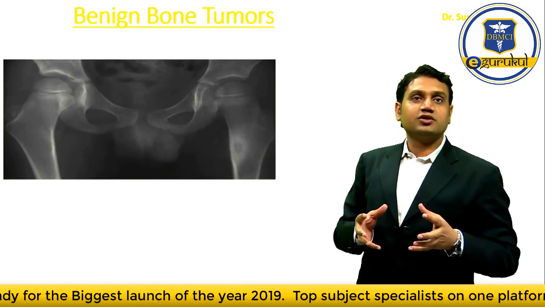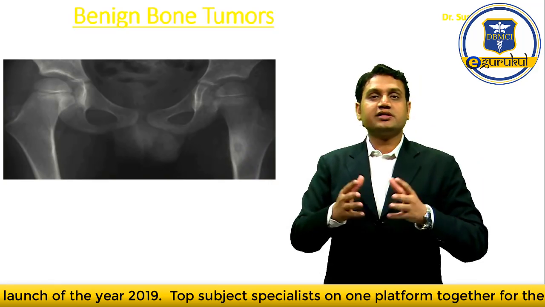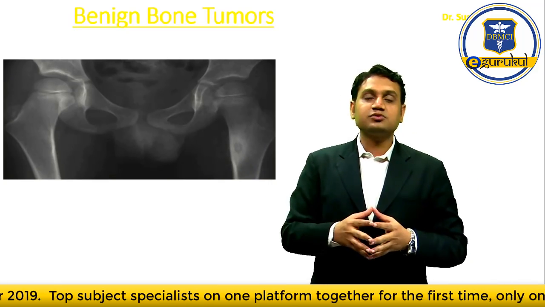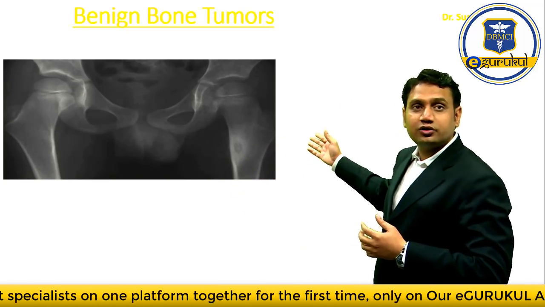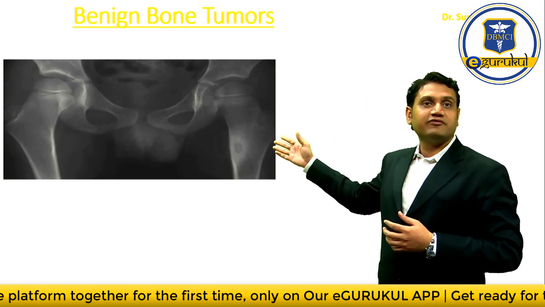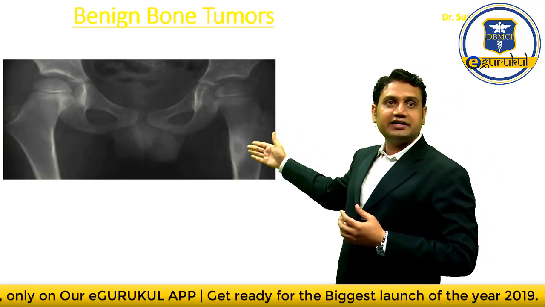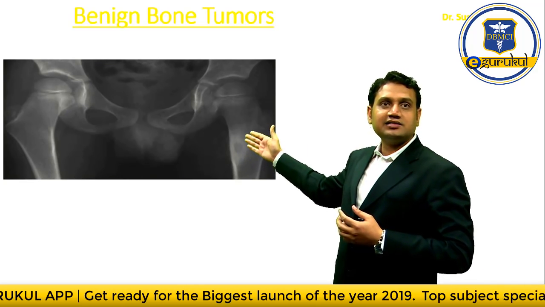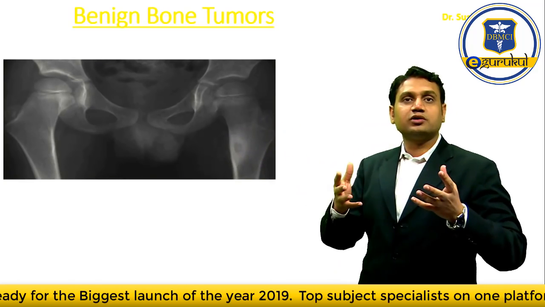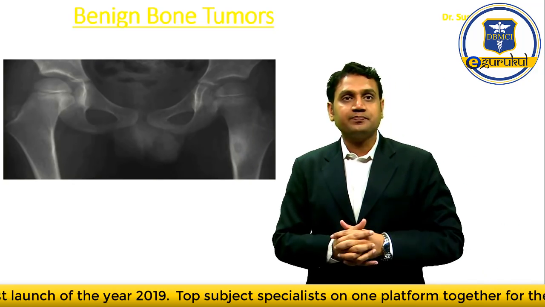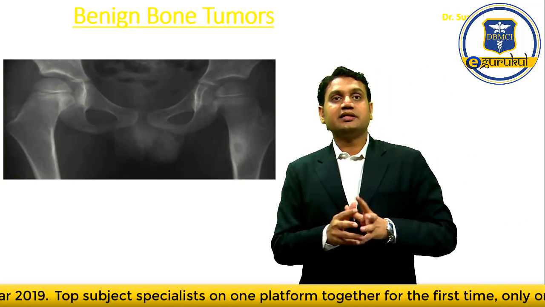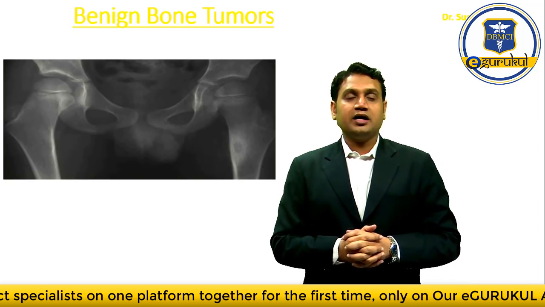So benign tumors always have a solid reaction, maybe no reaction at all. That is one feature, or maybe some solid reaction. This is what you call a sclerotic reaction all around the particular focus, or the central nidus of the lesion, right? So the central lytic area that you see right here is surrounded by a lot of sclerosis all around. That is what we call the sclerotic rim around the particular lesion, right? This lesion is nothing other than your osteoid osteoma.